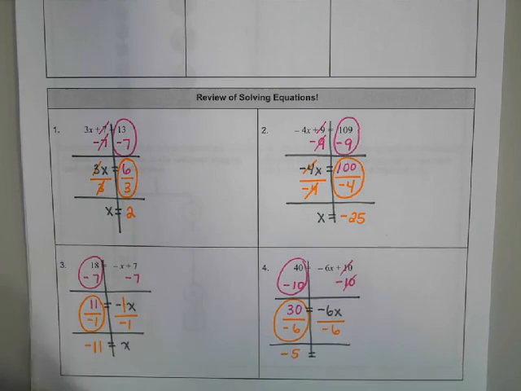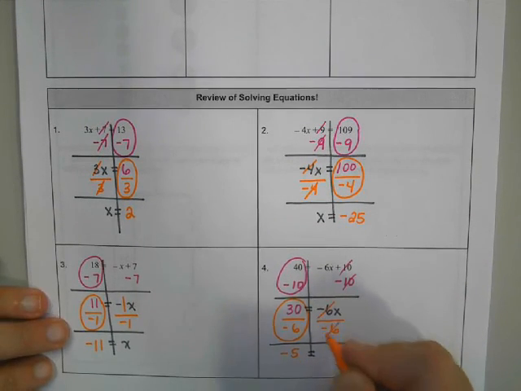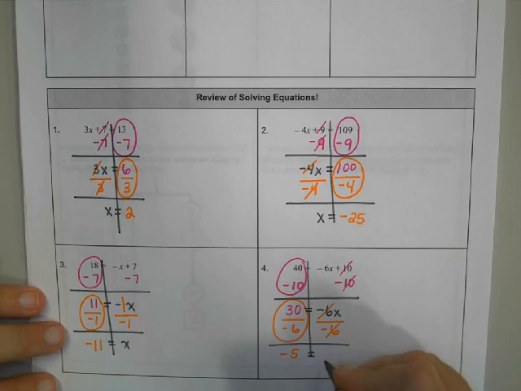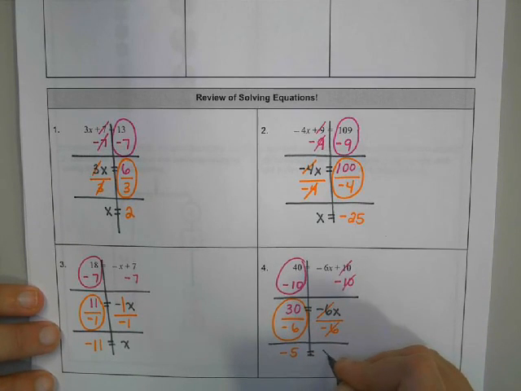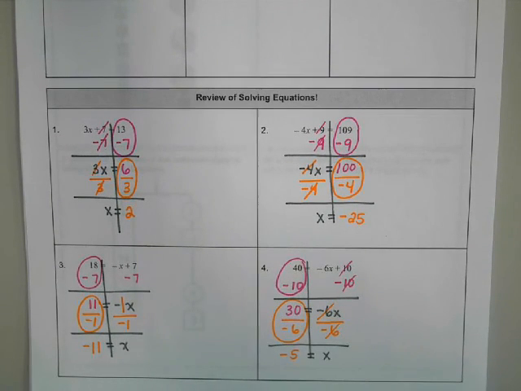Equals, the -6 cancels the -6 because division is the inverse of multiplication, and I just get x. So this should look familiar. We've done problems like this before. This is just a review of solving.